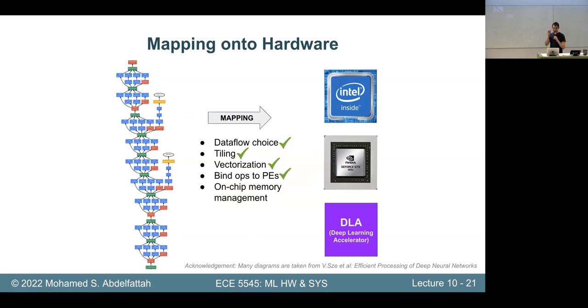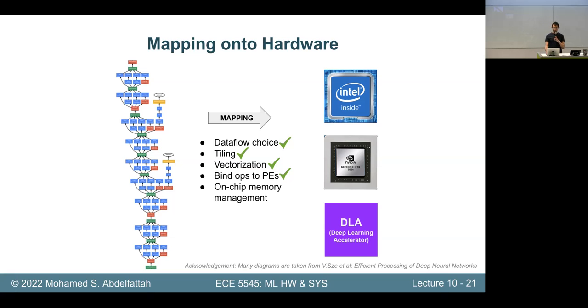So we talked about many of the important, or really necessary, optimizations to get performance out of something like matrix multiplication or 1D convolution or 2D convolutions. We choose the data flow, we choose tiling, vectorization, tile size for memory, and vectorization to use all of the PEs. And then finally, we need to bind all of these loop iterations or computations to one of the PEs.